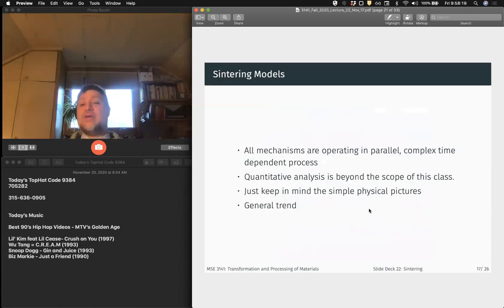Okay. Now you can see why I say sintering gets very complex, right? Because we've got all these mechanisms operating in parallel. They're all complex, time-dependent diffusional processes. And a quantitative analysis is just going to be completely beyond the scope of what I want you guys to know, right? So just keep in mind the simple physical pictures and the general trend.